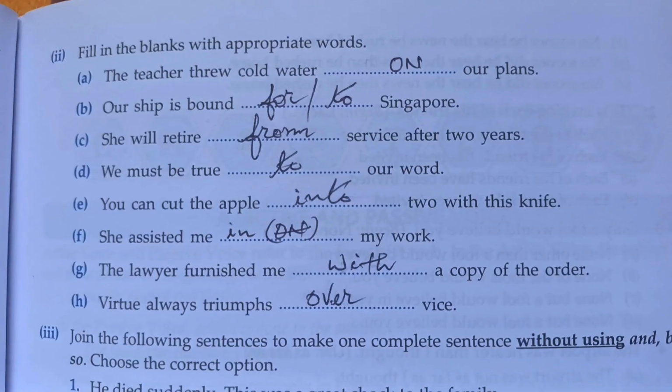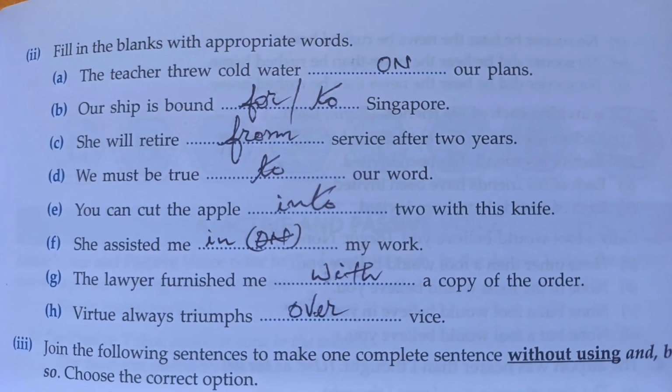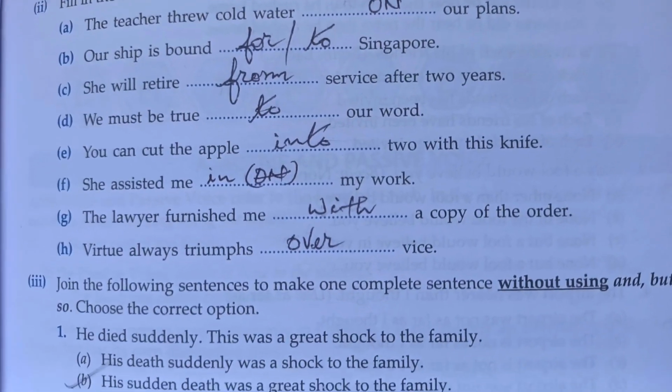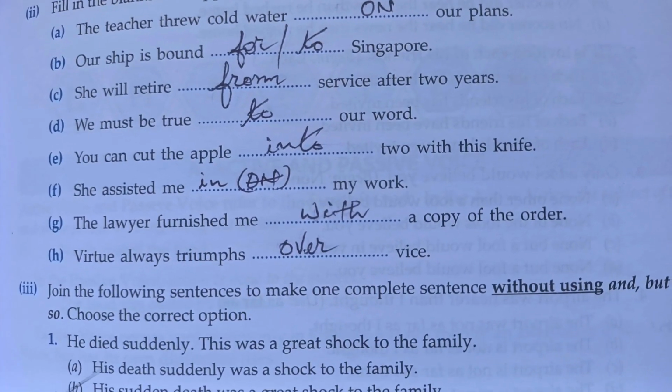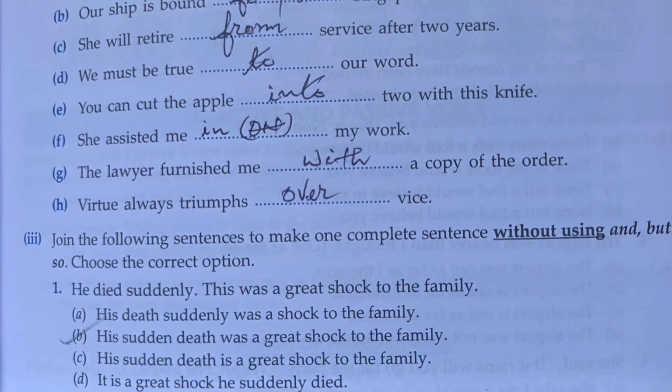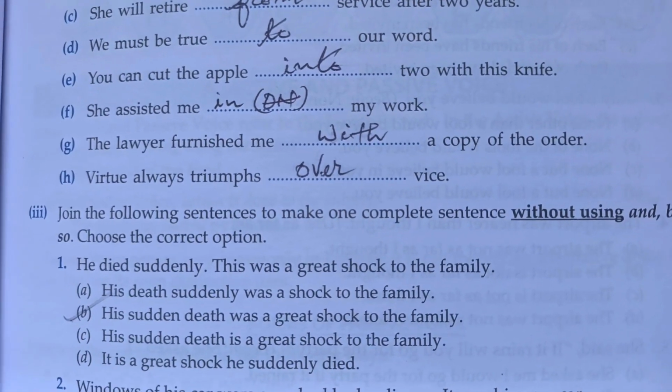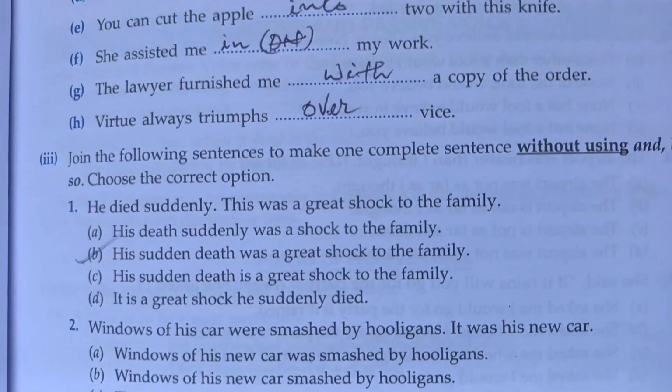Next, from practice paper 5. So the first one, he died suddenly. This was a great shock to the family. So here option B is correct. His sudden death was a great shock to the family.